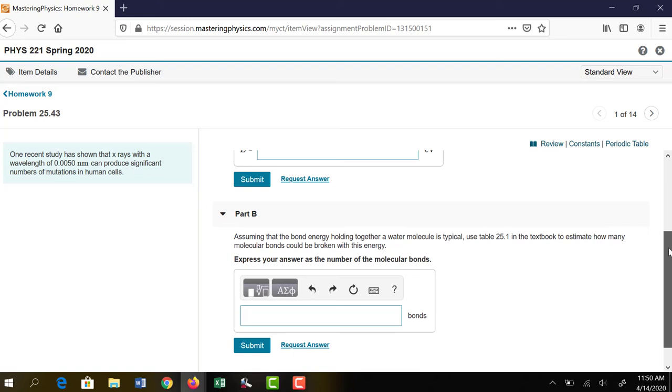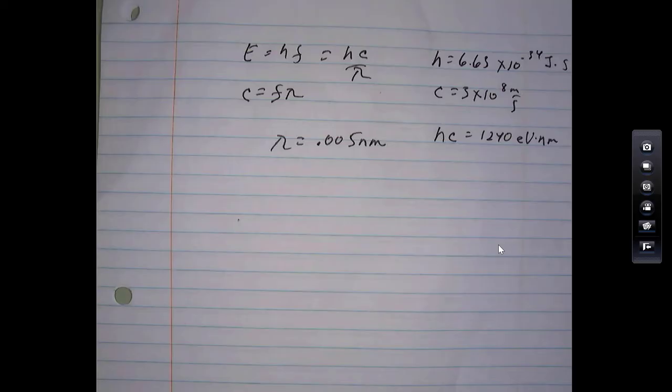And part B, assuming that the bond energy holding together a water molecule is typical, so you have to look at this table 25.1 in the textbook. Estimate how many molecular bonds could be broken with this energy. Okay, so given this energy and using table 25.1, how many bonds could you actually break? All right, let's take a look at this.